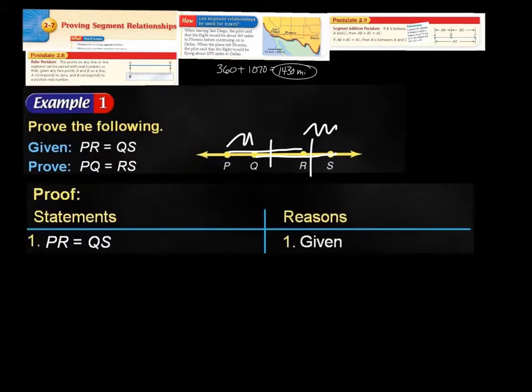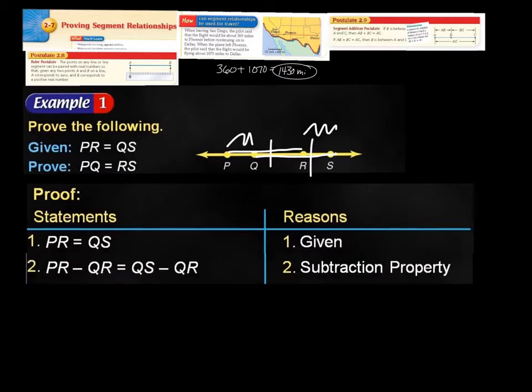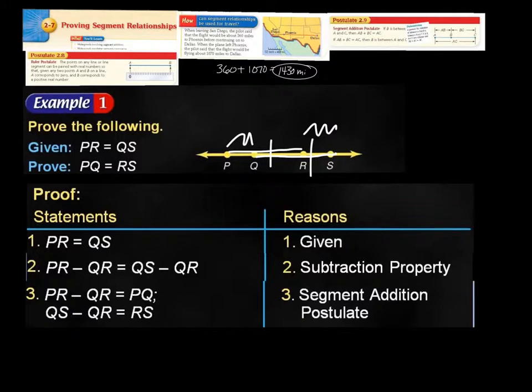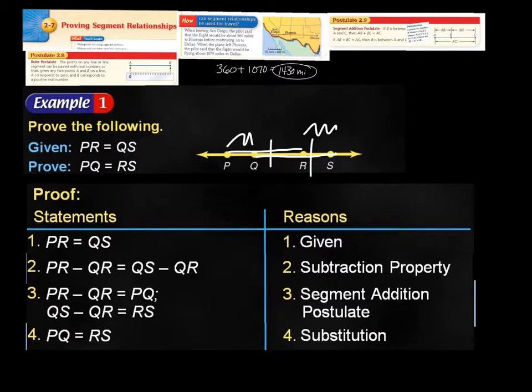Always a good idea to start with the given. So we've got PR equals QS, given. We've begun. So we can subtract equal amounts from both sides. So we're subtracting out that QR from both sides. And by the segment addition postulate, if we subtract the parts, what we have left is going to be PQ on the left and RS on the right. So we've got, by substitution, PQ is equal in length to RS. So we just wrote out in a formal two-column proof what we said when we scribbled all over the diagram.